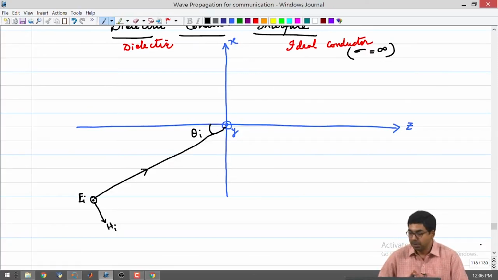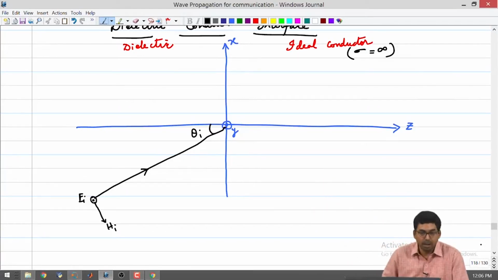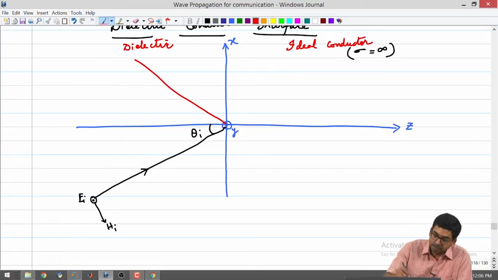So we have to keep in mind that there is going to be absolutely no transmission for a semi-infinite medium of an ideal conductor. All you are going to get is reflection. So that makes the job a little bit simple. I draw a reflected ray.